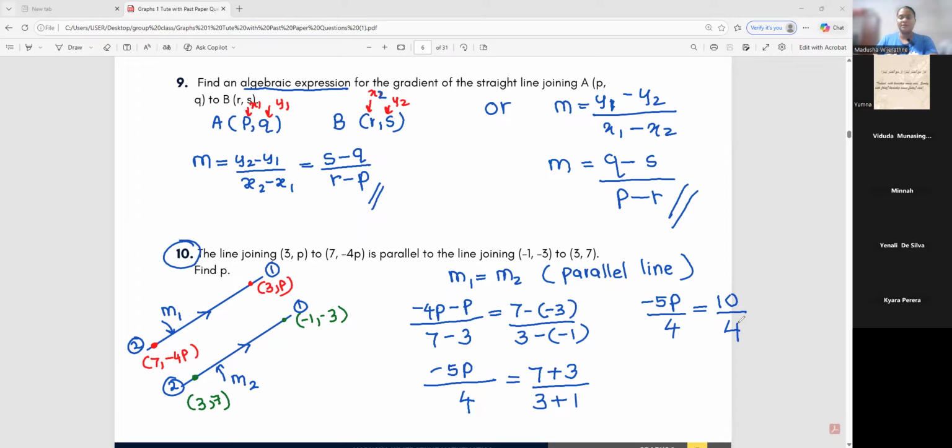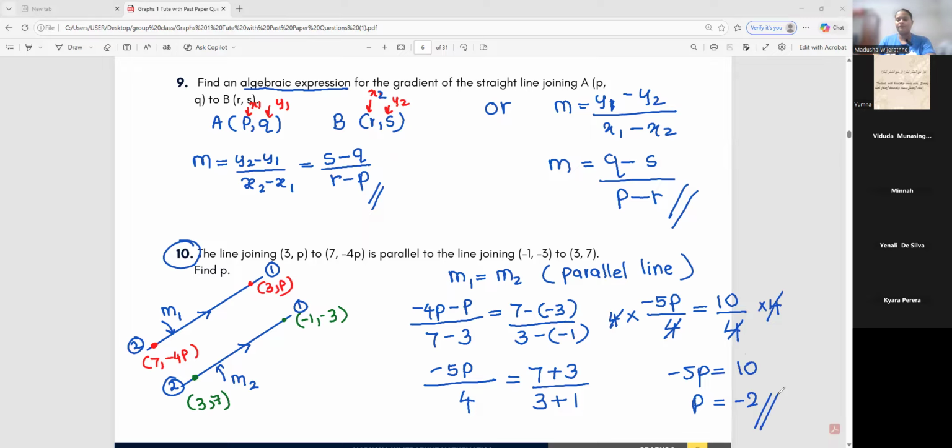This is easy. Both sides are having 4. Without cross multiplying, we can multiply both sides by 4. Then 4 is cancelled. Like this. 4 and 4 get cancelled. Minus 5P is equal to 10. Divide both sides by minus 5. P is equal to minus 2.